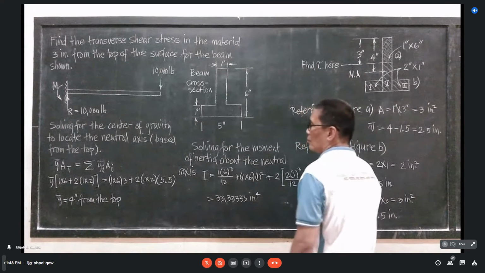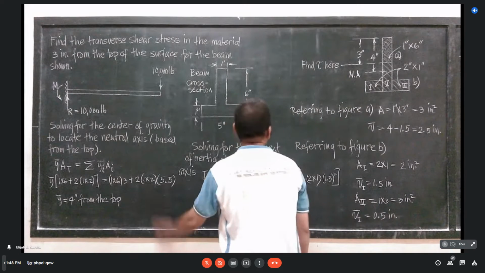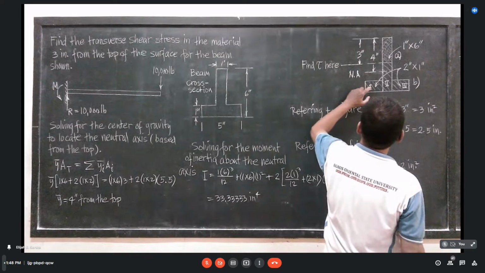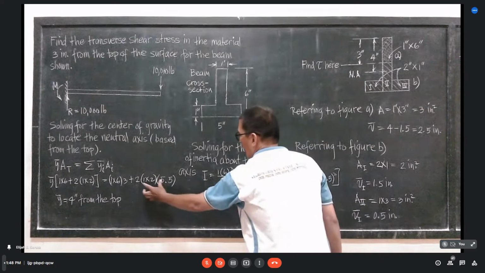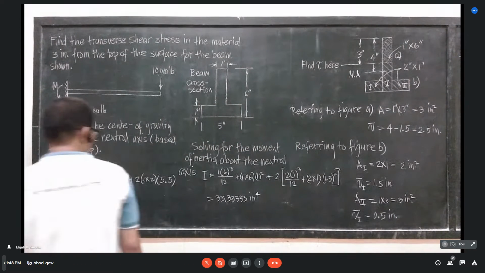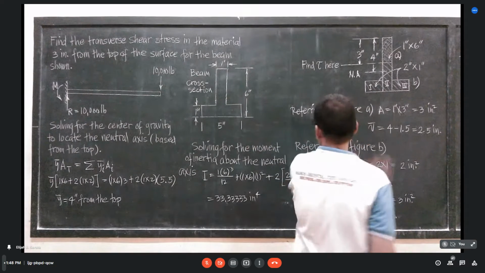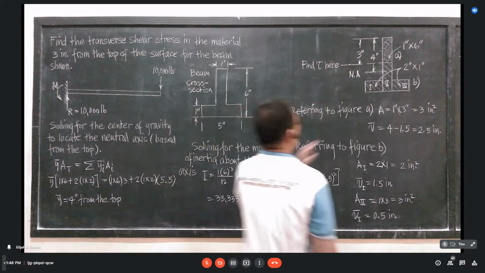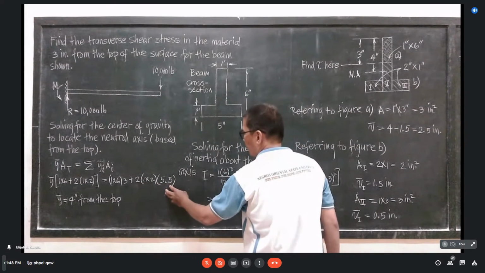So you have 1 by 2. Remember, our reference is here. So 6 minus 0.5 or 1/2, which is 5.5. This is for this area. No? This is Y bar A for this area. This is 1 by 2 and 5.5.